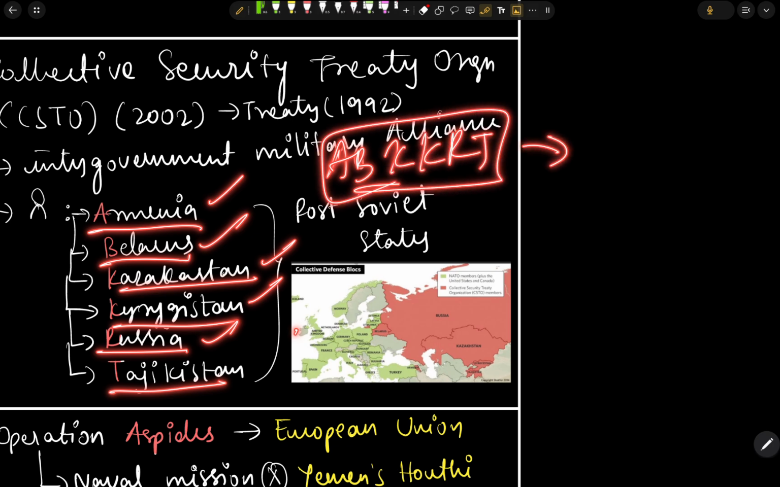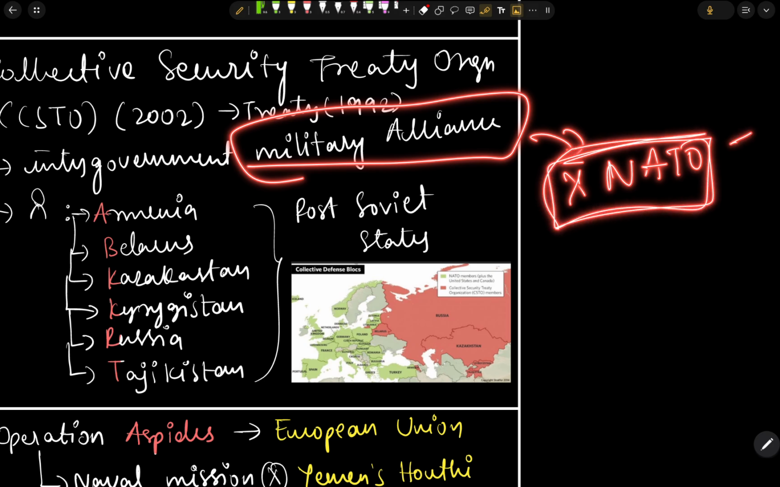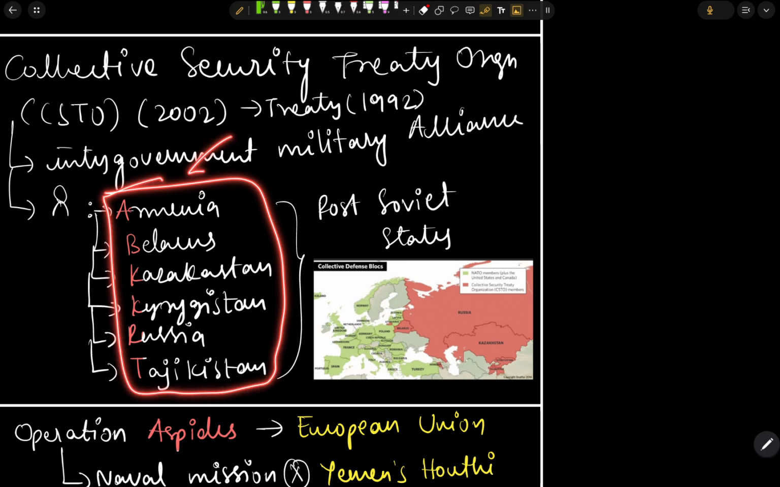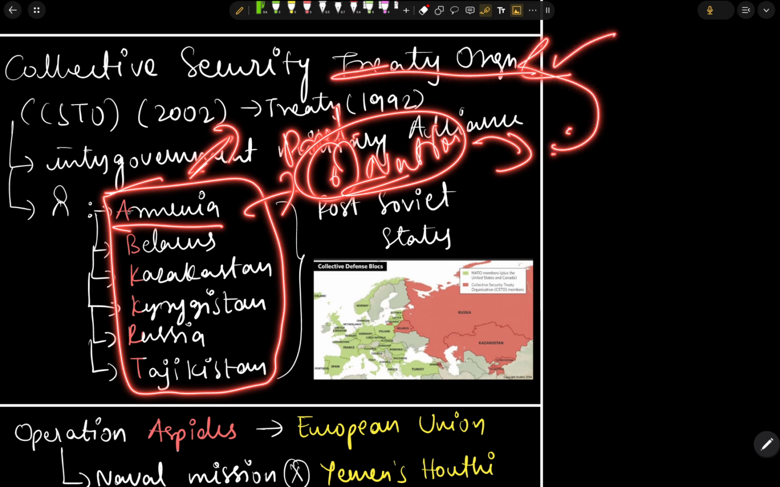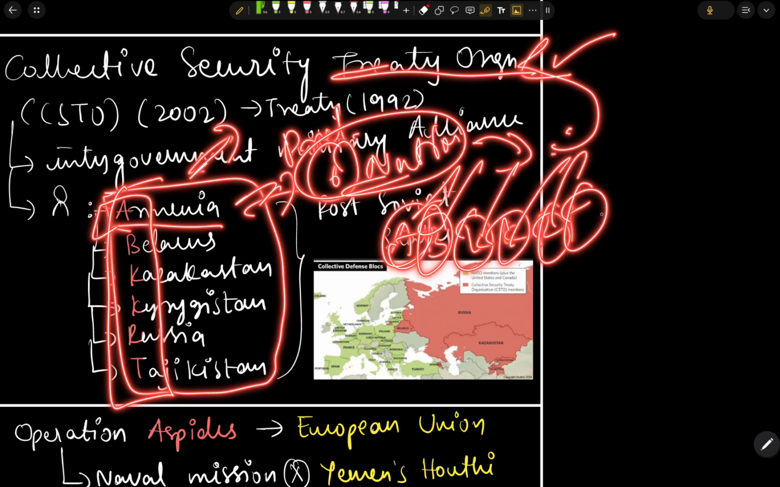Basically this is an intergovernmental military alliance. This organization is to counter NATO. So just remember these names because there is a high chance they might ask in the prelims examination. They might give some six nations' names, and ask how many of the countries are present in the Collective Security Treaty Organization. So that's why we need to remember these names, that is A, B, K, K, R, T: Armenia, Belarus, Kazakhstan, Kyrgyzstan, Russia, Tajikistan.